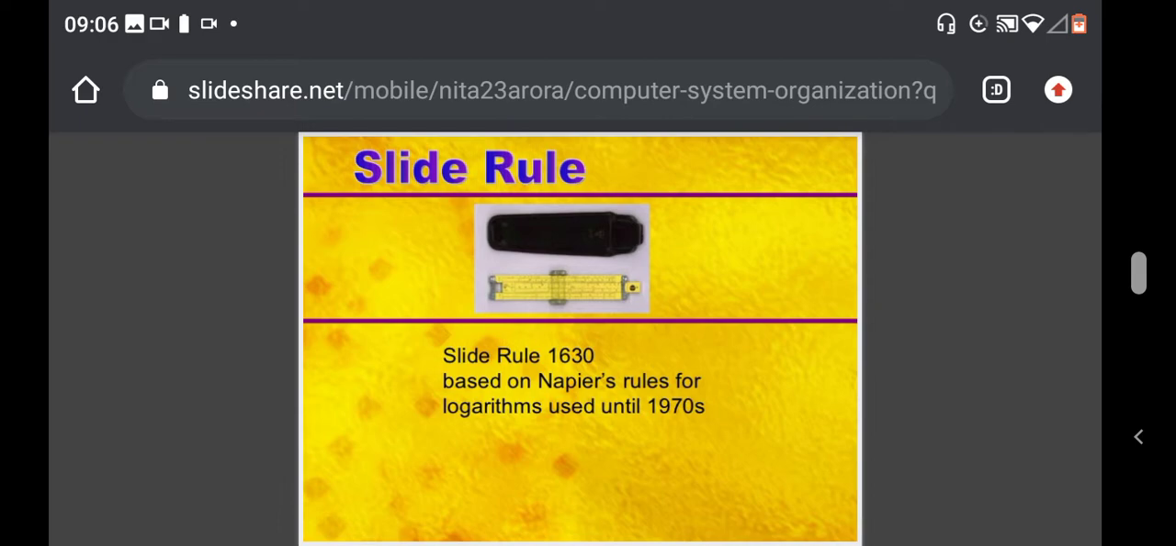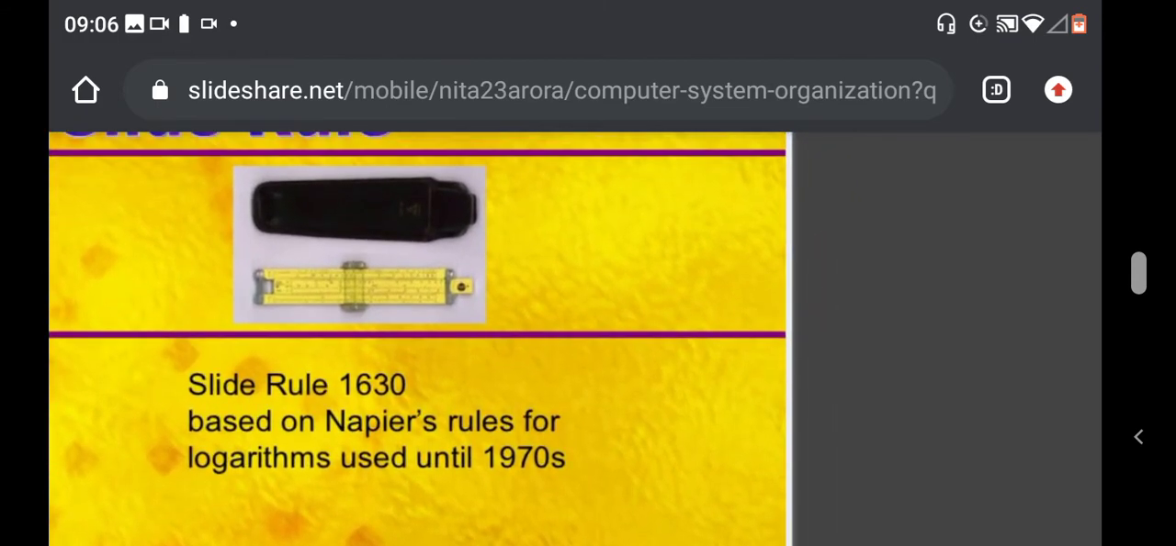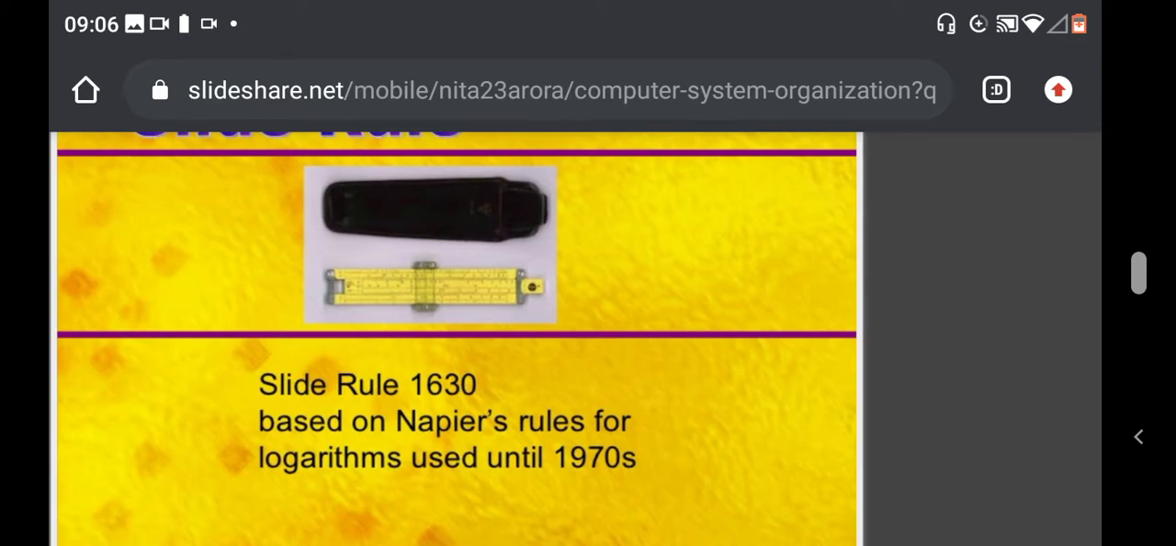So we have the slide rule. So the slide rule was actually built by Charles Napier in 1630 based on Napier's rules for logarithms, used until 1970. So it's like a plain ruler, but it's actually more of a special measurement tool, okay, for logarithms.